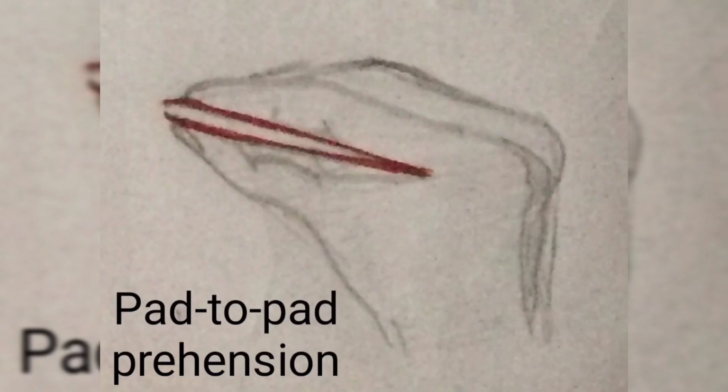Pad to pad prehension involves opposition of the pad or pulp of the thumb to the pad or pulp of the finger. Metacarpophalangeal joint and proximal interphalangeal joint of the finger are partially flexed and distal interphalangeal joint is extended or slightly flexed. Thumb CMC flexion, abduction and rotation. MCP and IP joints partially flexed or extended. Pad to pad prehension example: holding forceps.